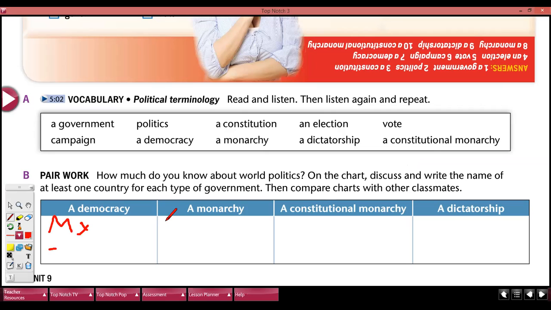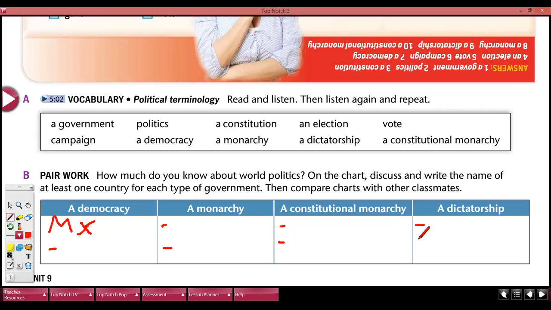Monarchy, I am not sure. To be honest, I will have to make a research about it because I don't know. I have an idea of countries with kings and queens, but I don't know if it is a constitutional monarchy or a monarchy only. For example, in the UK they have a queen, but they also have a prime minister. So I think maybe they are a constitutional monarchy. I am not sure, so you make a research about it.